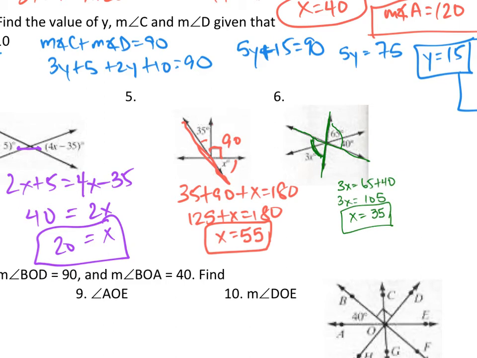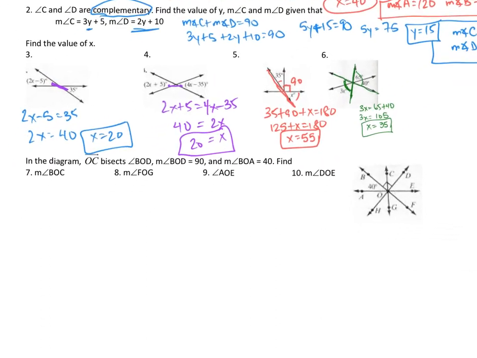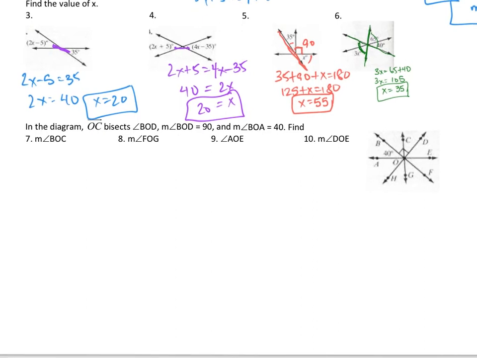All right, let's slide this up and take a look at what we have here. I'm going to reduce this down a little bit. Okay, it says in the diagram, ray OC bisects BOD. BOD is 90, so that's this one right here that they're referring to. This is 90, BOD. And BOA is 40. And then we are told that it bisects this. So since it bisects it, so OC, that means this is 45, that's 45.